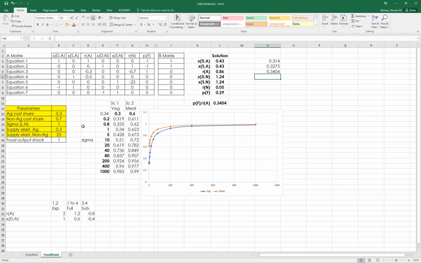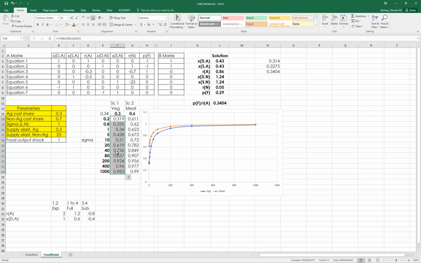And that's what's being calculated right here, right? These are increasing values of substitution elasticity. This is the food to farm price ratio. And so what I'm trying to point out with these numbers and with these graphs is, as substitution goes up, the food price increases faster than the farm price.